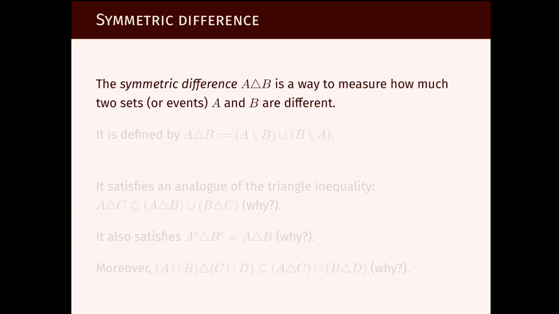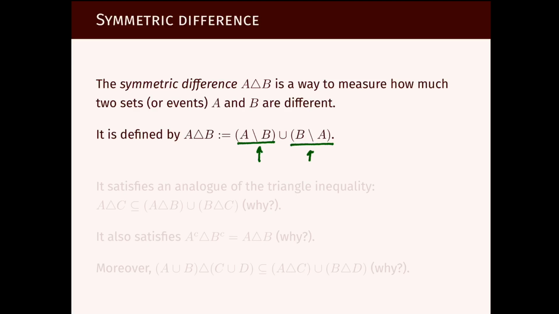Let us start by discussing the notion of approximation before we can state the main theorem. The difference between two sets is usually represented by what is called the symmetric difference. This is a way to quantify how much two sets, or two events if it is a probability space, are different. It is defined as the set of points which are in A but not in B, or the points which are in B but not in A.